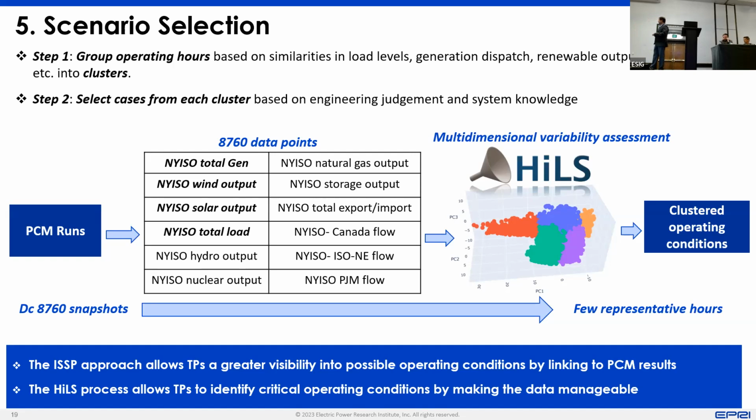So each color here represents the set of hours coming out of production costing that have similar characteristics. Now you can look at the clusters, and then from each cluster, you can pick one or more data points to build your transmission planning case. So that's the concept we use. Starting with 8760 snapshots, ending with a few representative hours that are critical from reliability perspective.